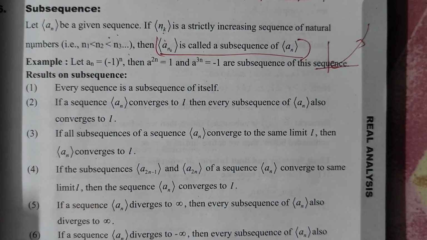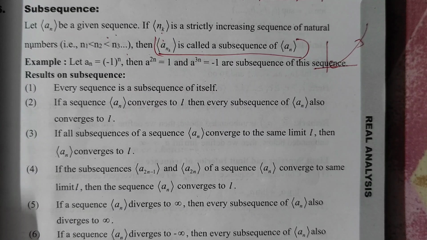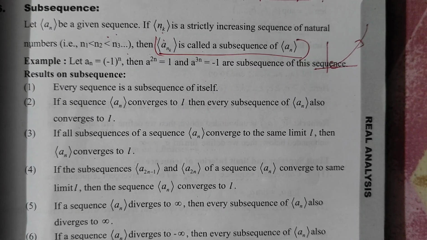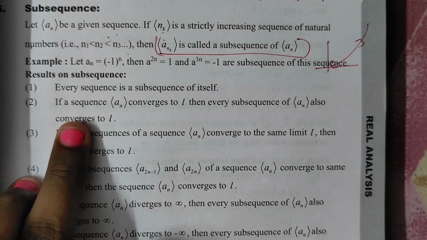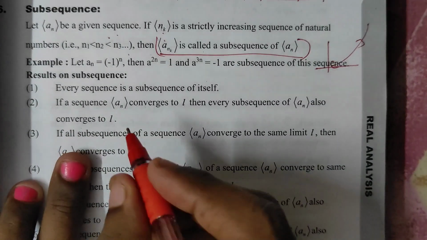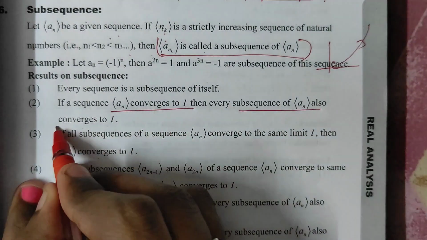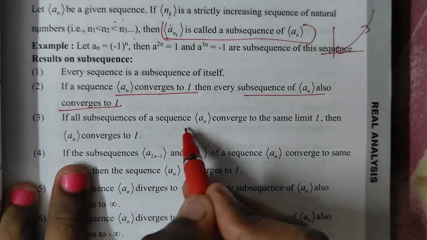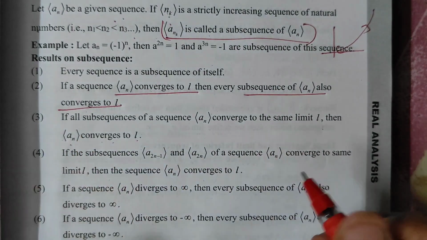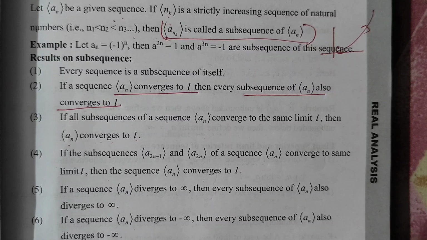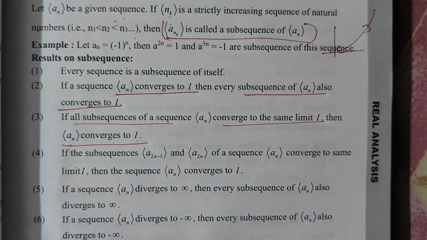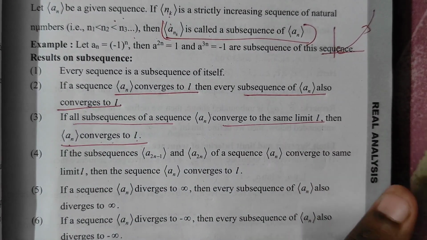Okay, results on subsequence. Every sequence is a subsequence of itself. If you are considering one sequence, that same sequence is a subsequence of itself. If a sequence a_n converges to L, then every subsequence also converges to L. Or one particular sequence converges to L means that subsequence also converges to L. If all the subsequences converge to the same limit, then a_n converges to L. See, there are so many subsequences we can consider. All the subsequences converging to the same limit L means that the actual sequence also converges to L.